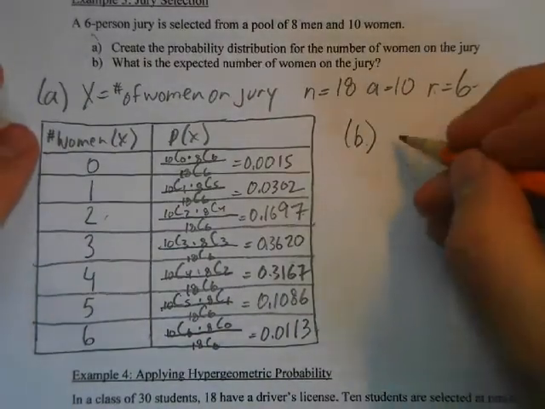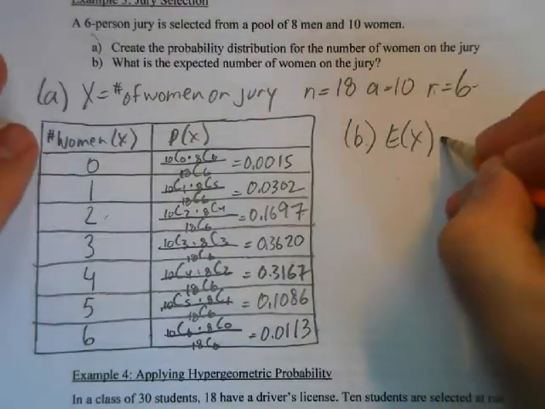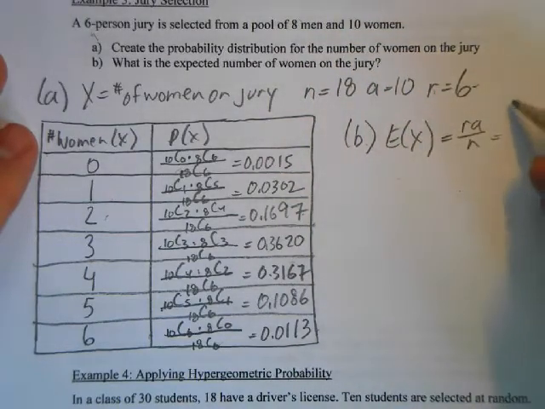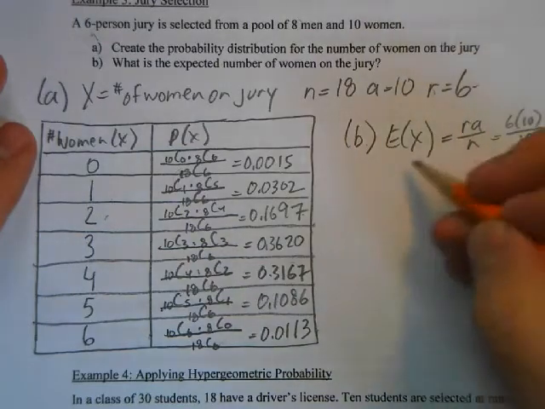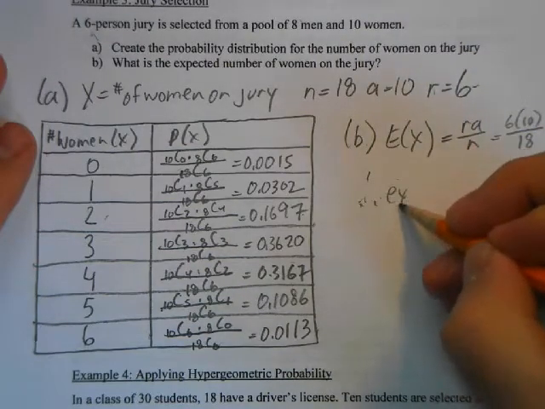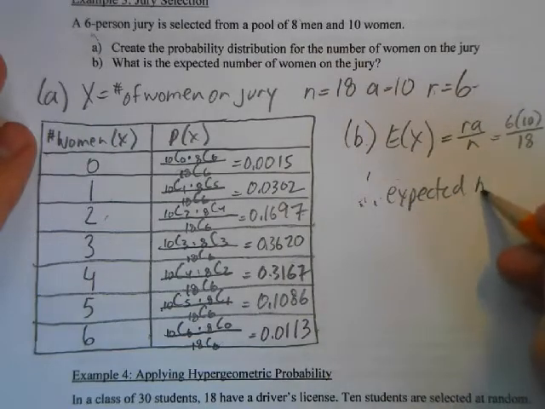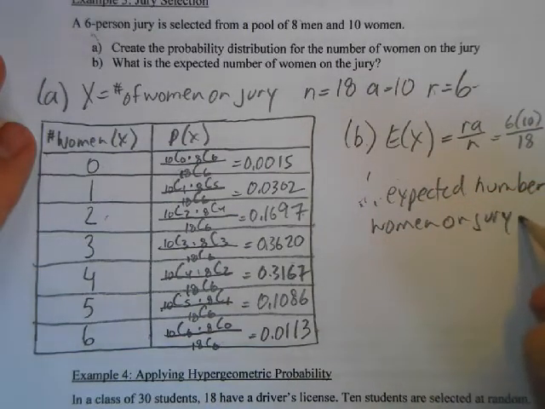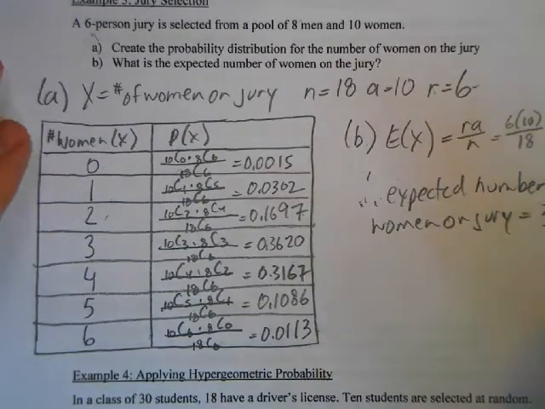What's the expected number of women? So E of x is equal to RA over N. So RA, that's 6 times 10 over 18. That's equal to 3.33. So the expected number of women on the jury is basically 3 1/3, but 3.33. I guess I should use a word instead of equals.